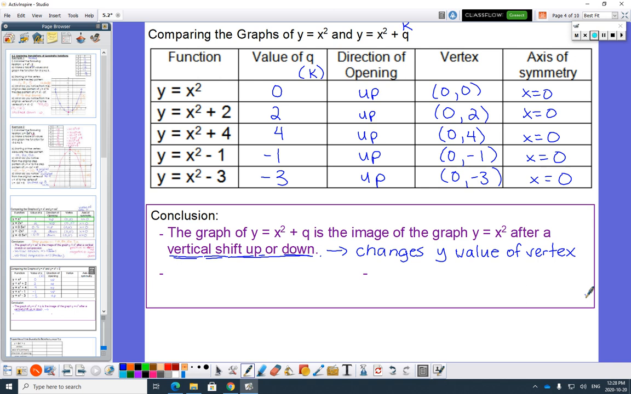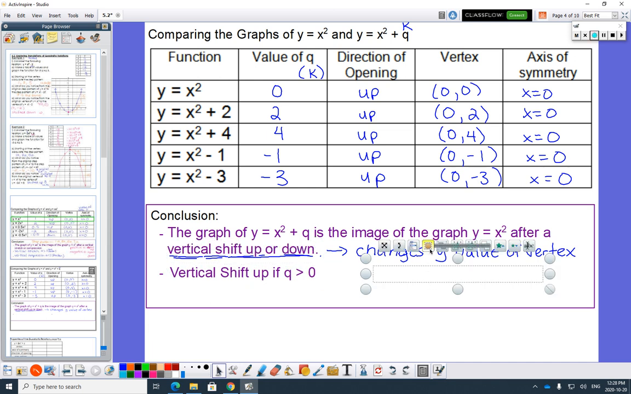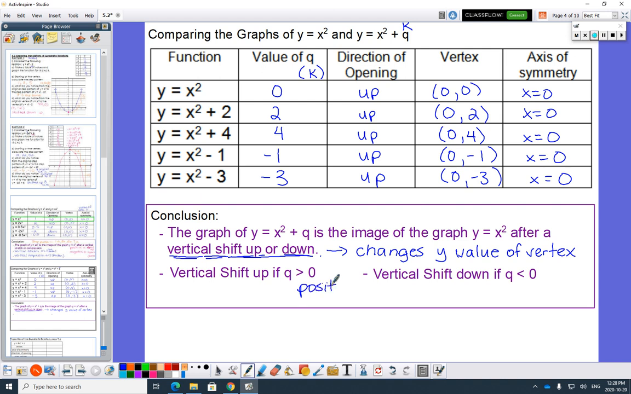If it's positive, it goes up, negative goes down. So vertical shift up if Q is greater than 0. Again, if you can write positive and then less than 0 or negative if you prefer that. And again, your textbook is going to use K instead of Q. But no big deal.